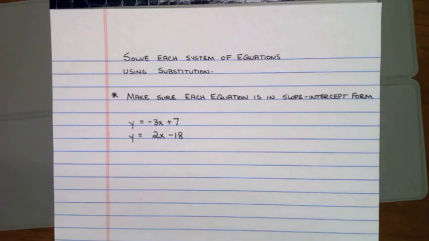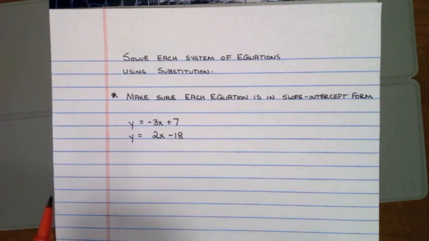In previous videos, we've gone over how to determine where two lines intersect by graphing or solving systems of equations by graphing. You don't always have a graph, so we need other methods to figure out where these two lines intersect other than graphing. And one of these methods is substitution.